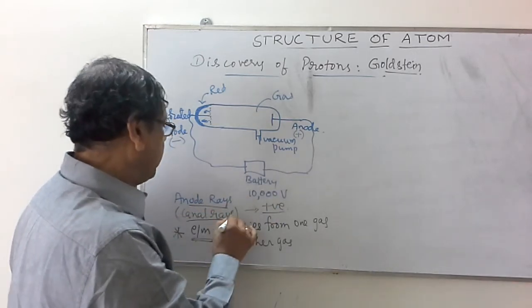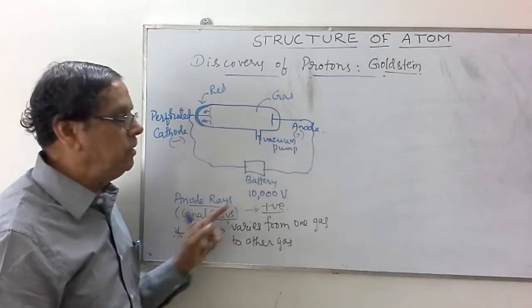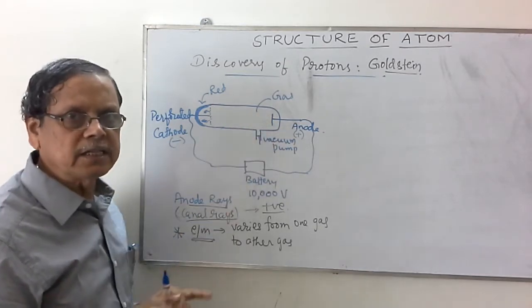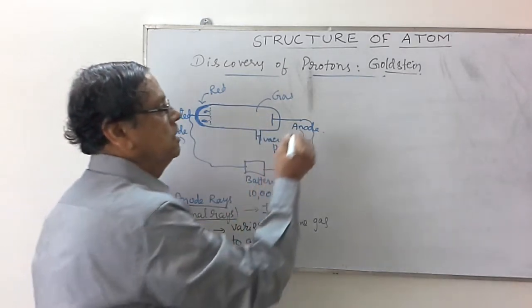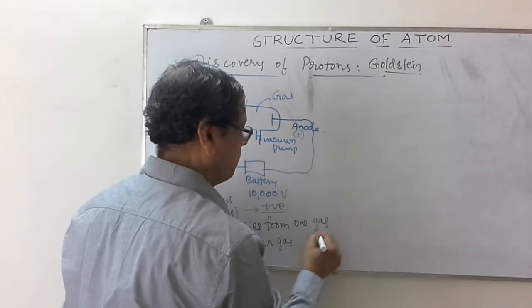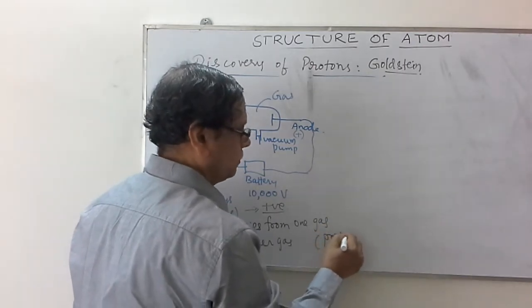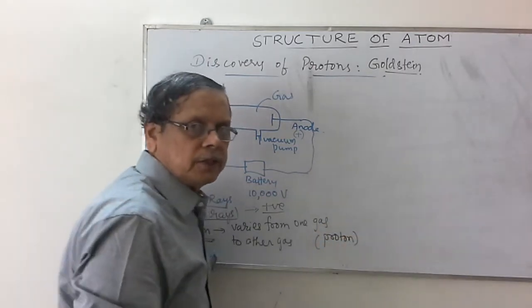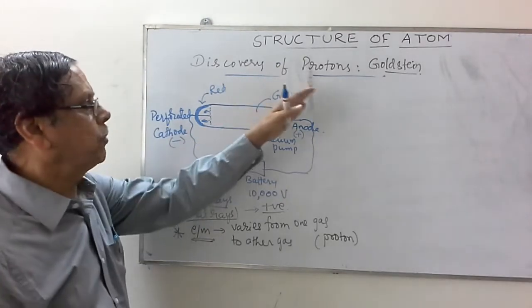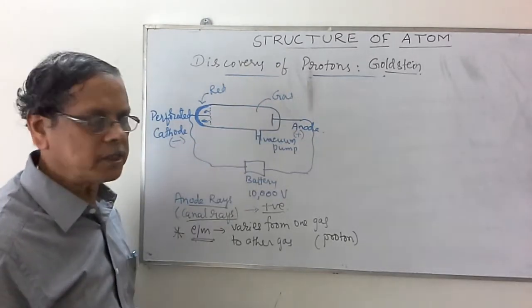The ray produced by using hydrogen gas consists of one unit positive charge. That's why it is named the proton. So this is the discovery of the proton by Goldstein.